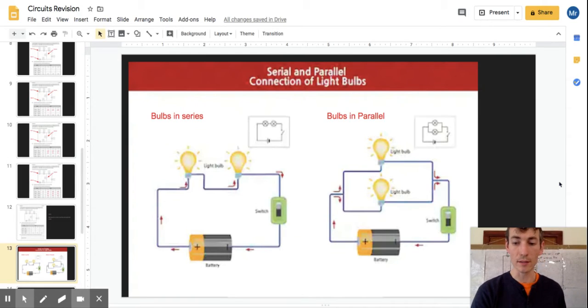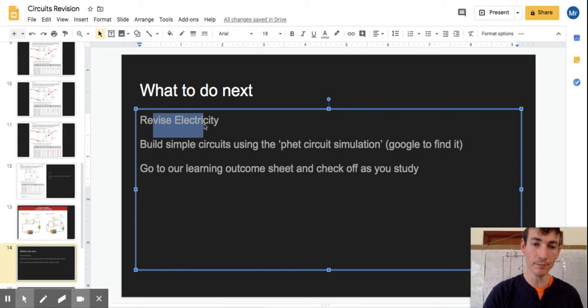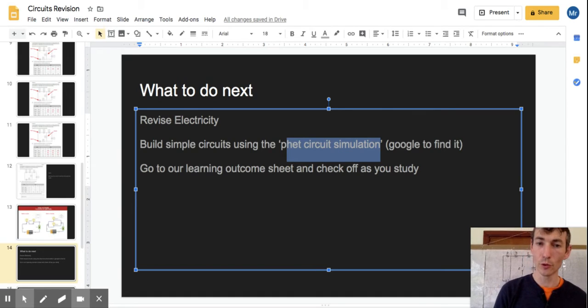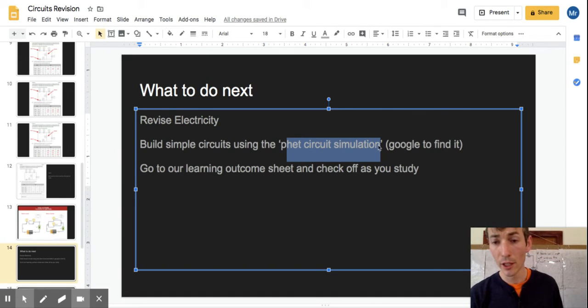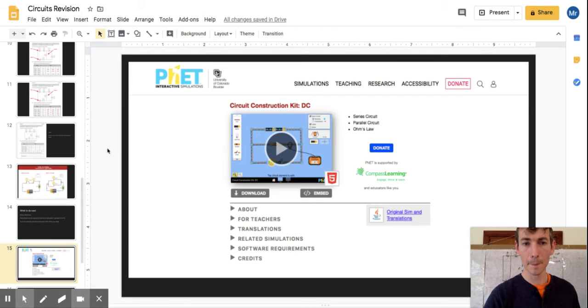So, what to do next? I want you to revise the electricity chapter. That's going to help, again using your book. Build simple circuits using what's called the PhET circuit simulation. Okay, if you just Google PhET circuit simulation, you'll find this. It's a really cool tool. Looks like this, okay, when you do find it. And it allows you to put in batteries, put in wires, put in switches and bulbs, and actually build the circuits at home. So have a go at that.